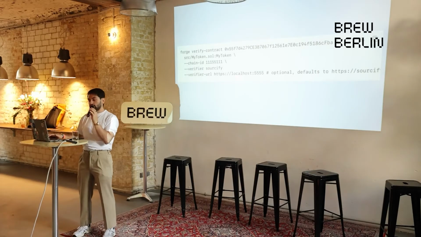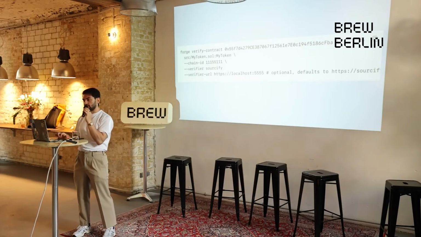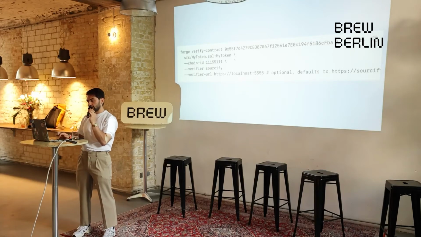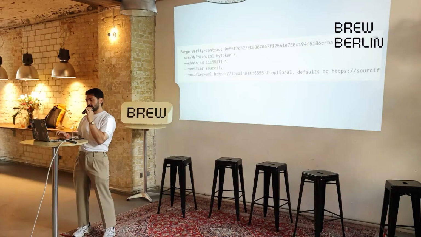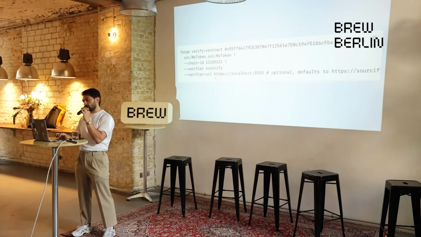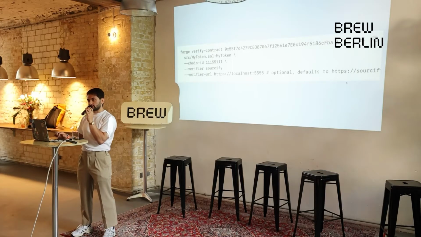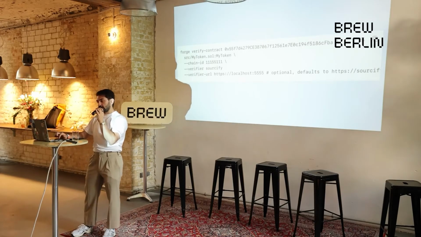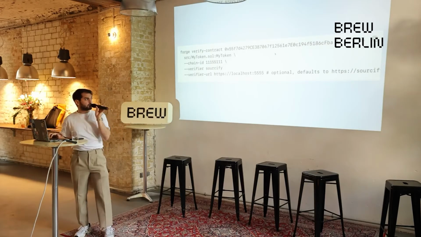Similarly, for Foundry, you can also verify your contracts on Sourcify. The only thing you need to do is say that the verifier is Sourcify. Again, if you have a custom URL, a custom Sourcify, you can give it, or by default, it will default to Sourcify dev. And yeah, the chain ID and the contract address you want to verify.